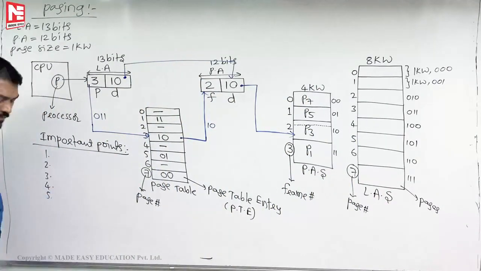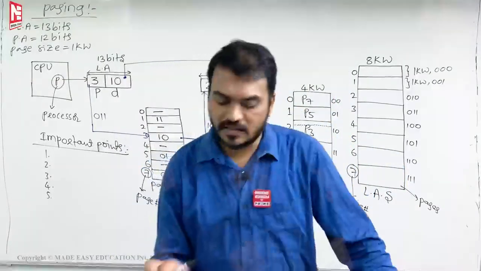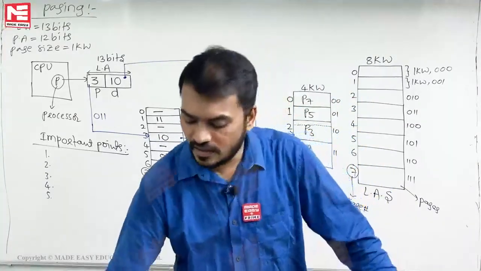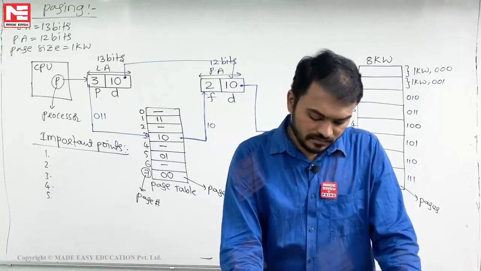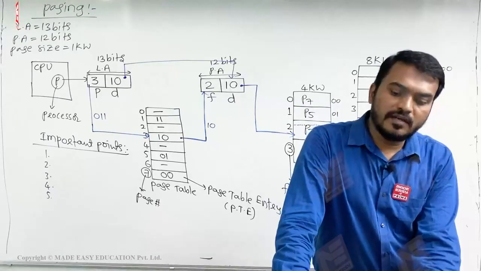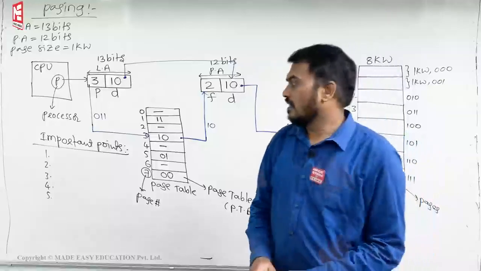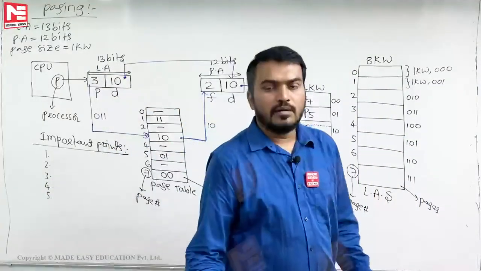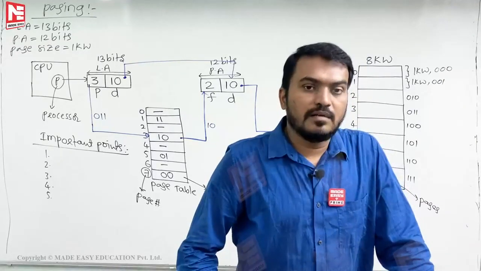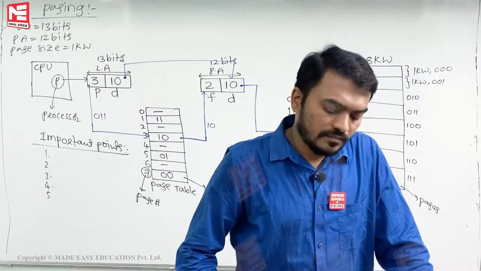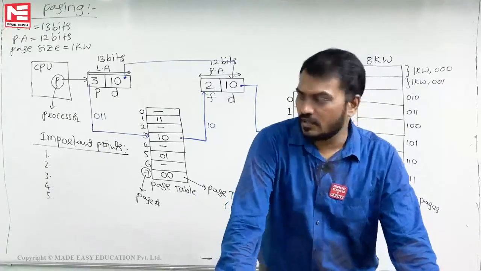And write the second point. Second point: paging is with respect to every process, and every process will have its own page table, full stop. Next, third point: page tables of the processes will be stored in the main memory, full stop.